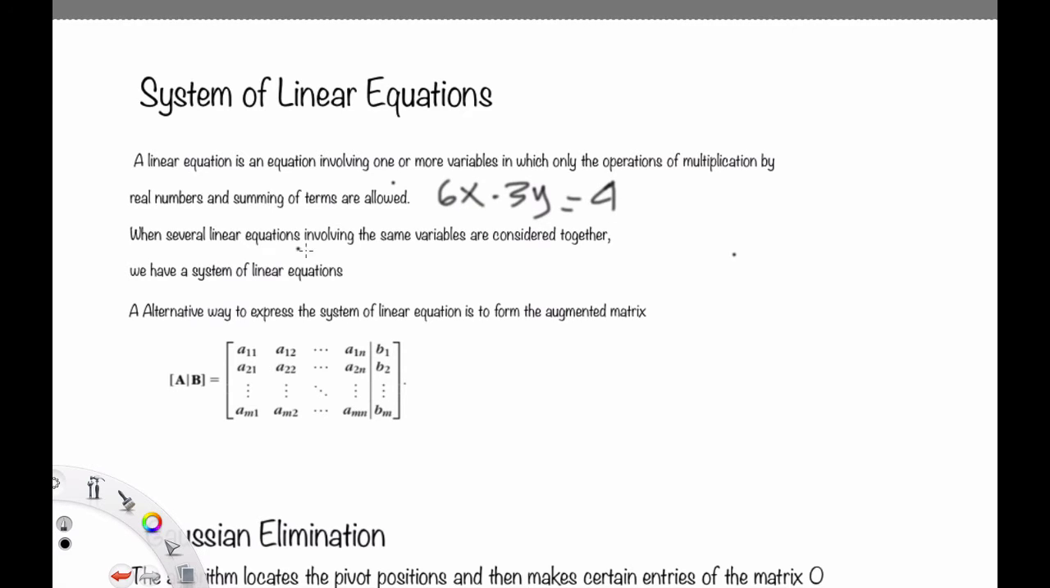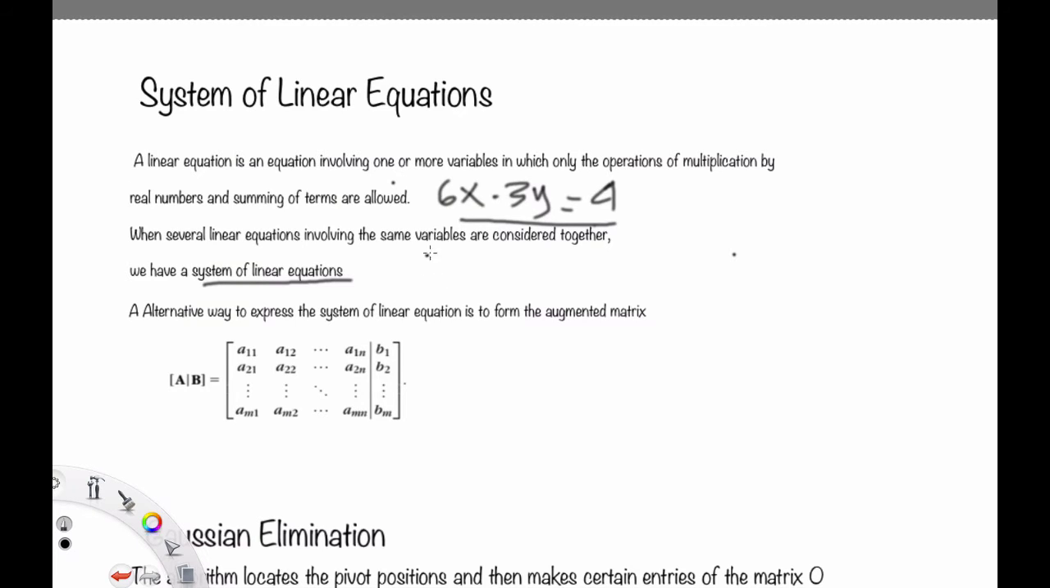But when several linear equations involving the same variables are considered together, we have a system of linear equations. So if you have several linear equations like this one involving the same variables, you have a system of linear equations.